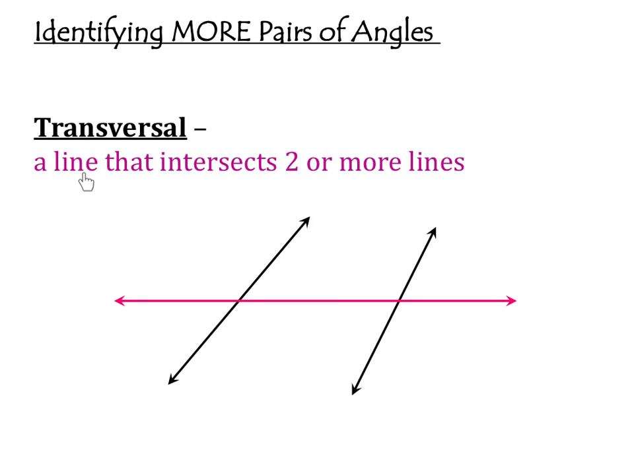It's a line that intersects two or more lines, and it's highlighted in color here. This is considered a transversal. It's a line, and it's intersecting two lines or more.